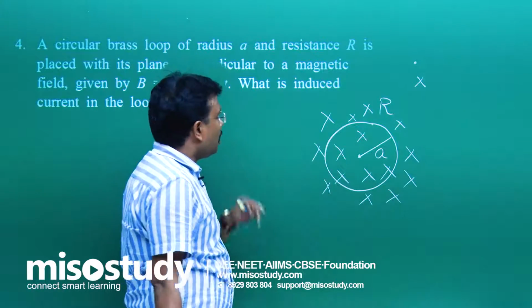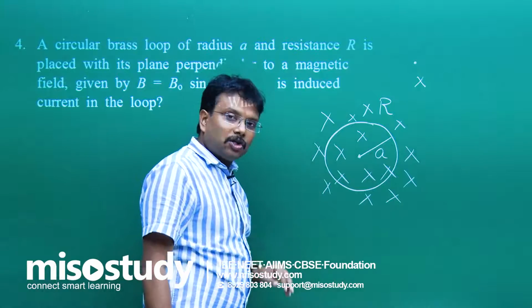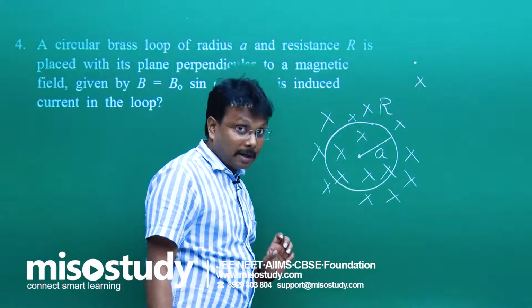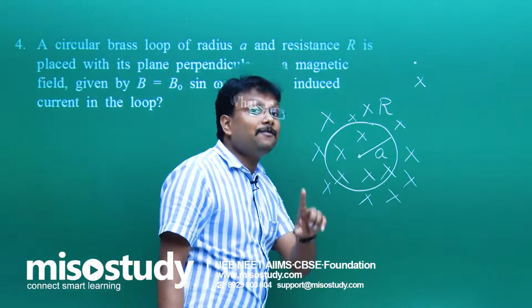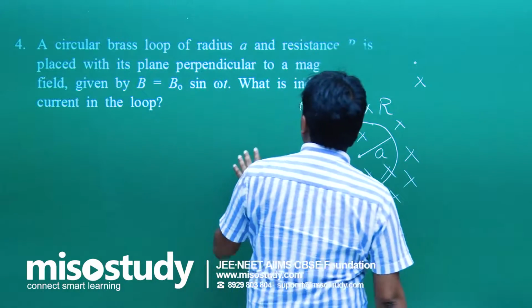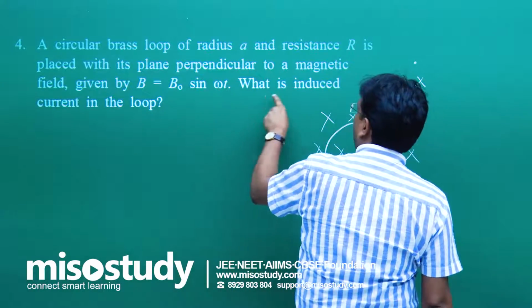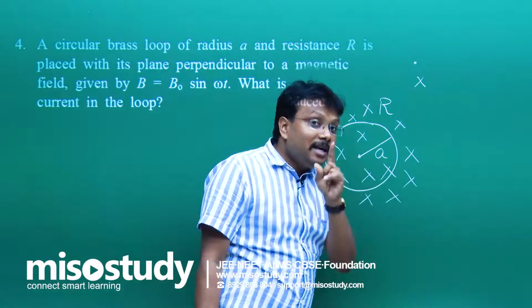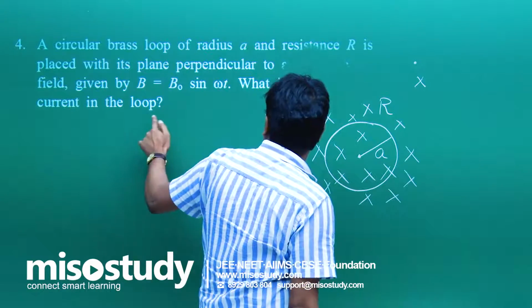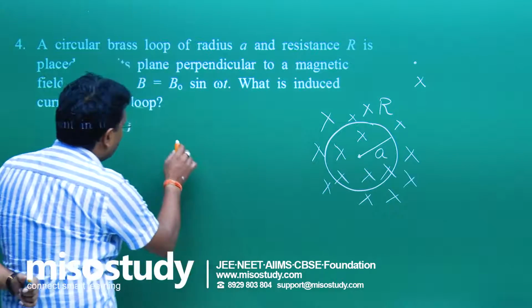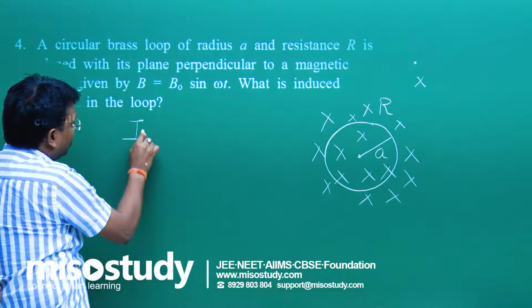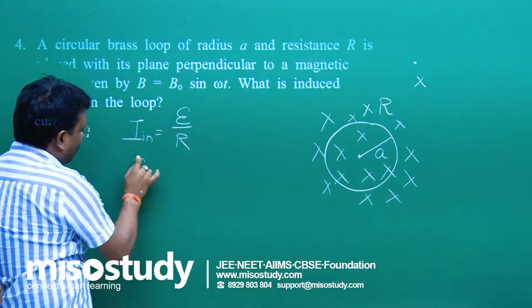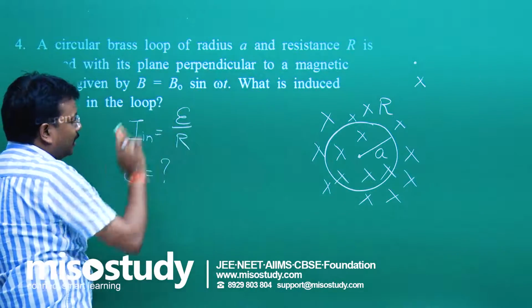Fine. As it is not given, this is perpendicular, not a problem. Because the area is not changing, because theta is not changing, but the magnetic field itself is varying, flux change will take place and then induced current. Now first you have to calculate the induced EMF due to flux change. Then I will calculate the current using the formula I induced is equal to EMF by R. Fine. So our first target is to calculate the induced EMF.